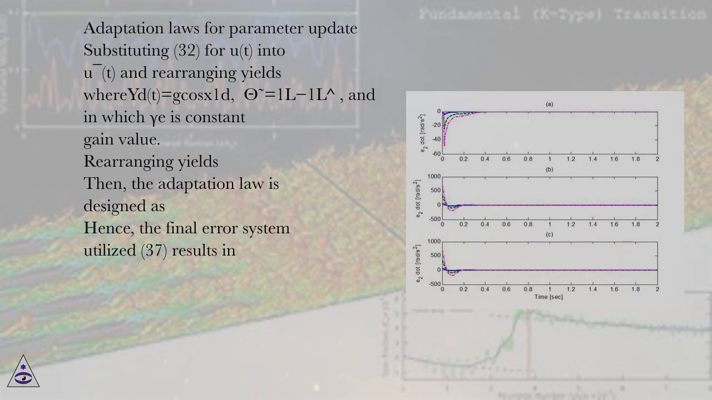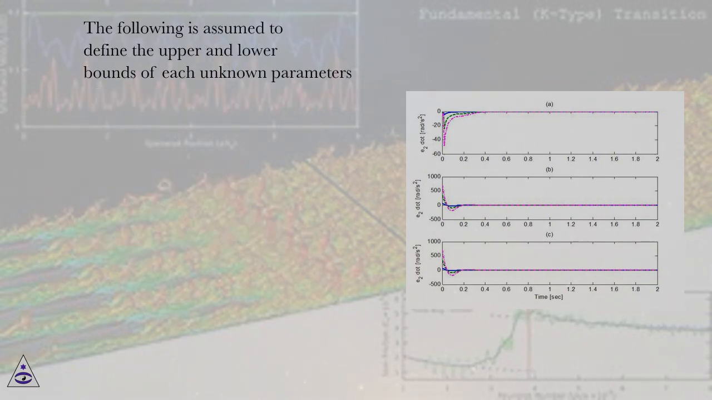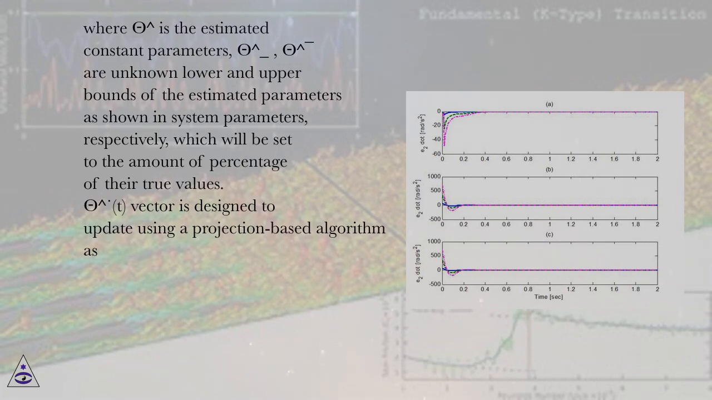Hence, the final error system utilized, 37, results in. The following is assumed to define the upper and lower bounds of each unknown parameter, where theta is the estimated constant parameters, theta underscore and theta macron are unknown lower and upper bounds of the estimated parameters as shown in the system parameters, respectively, which will be set to a percentage of their true values.